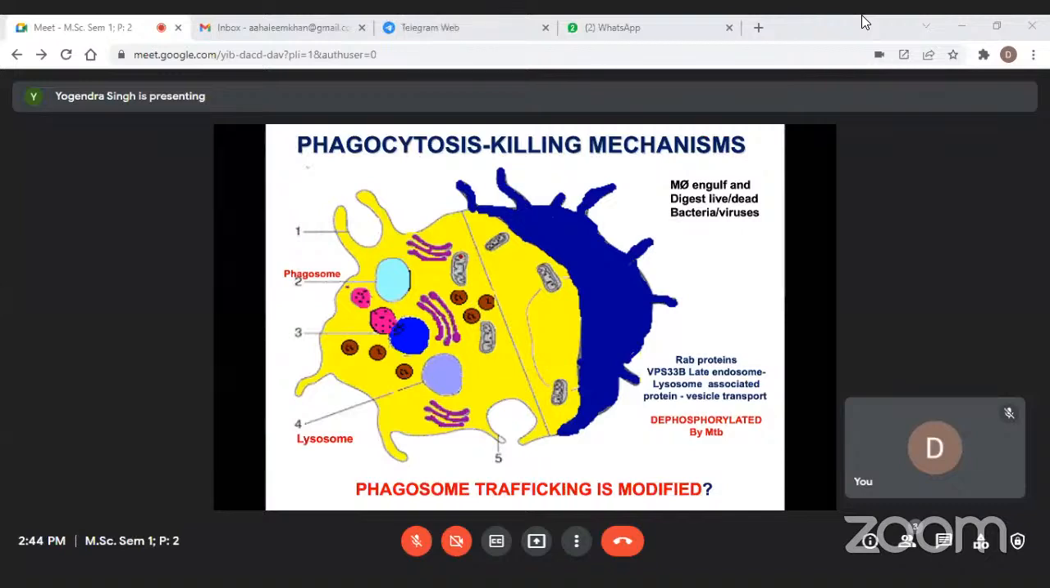So this is a macrophage, and I'm sure all of you know that these resident macrophages are in our lung, in our tissues, monocytes are in our blood, and their job is that when a foreign particle or a pathogen or a bacteria comes, they will engulf it and then take it to the lysosome for degradation. Now, once they take it to the lysosome, this route is actually fixed.